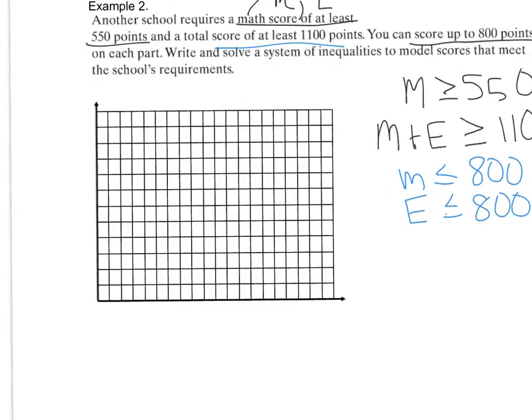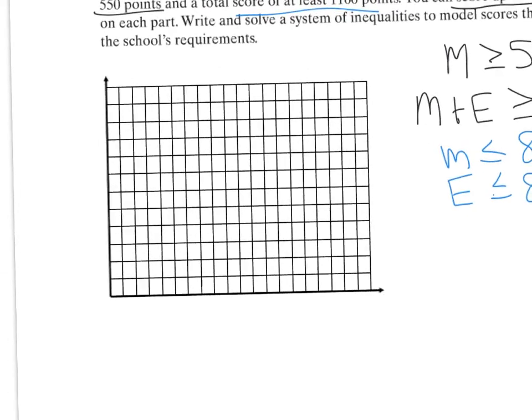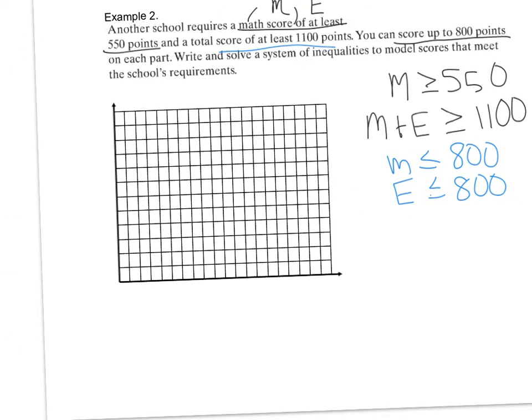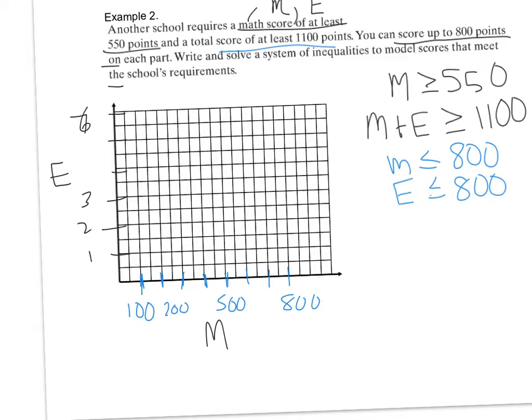So on here I'm going to graph. Now we're not really sure which one is, well, I wanted to see my inequalities here. It doesn't matter where you put the math and the English. So I'm going to set it up, math is on the x-axis, English is on the y-axis. So I'm going to make my scale go up by 100. So this is 100, this is 200, 300, 400, 500, 600, 700, 800, and then the English the same way, 100, 200, 300, 400, 500, 600, 700, 800, so I went off right there.